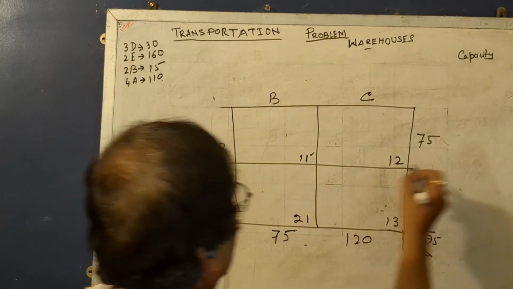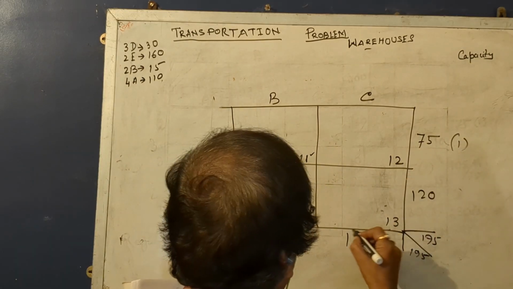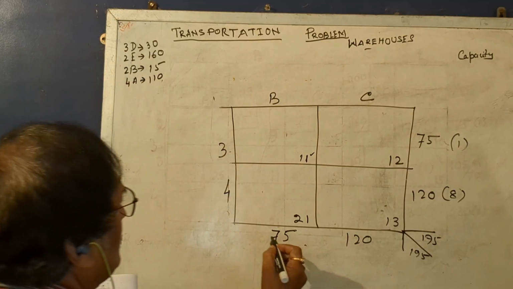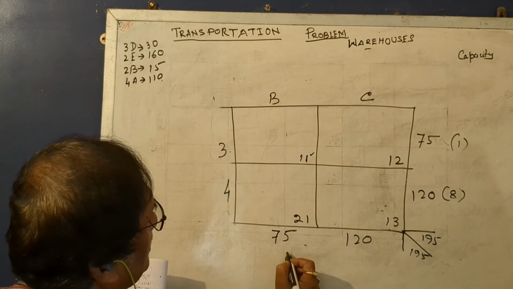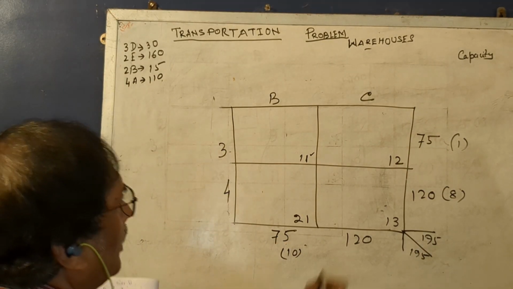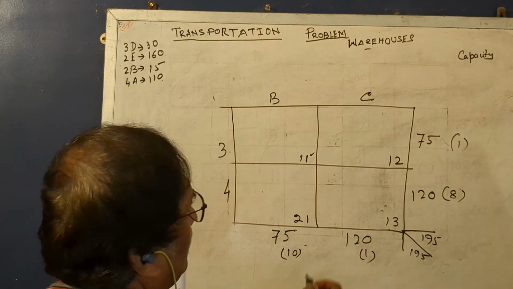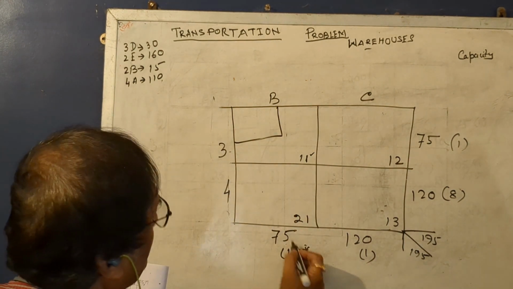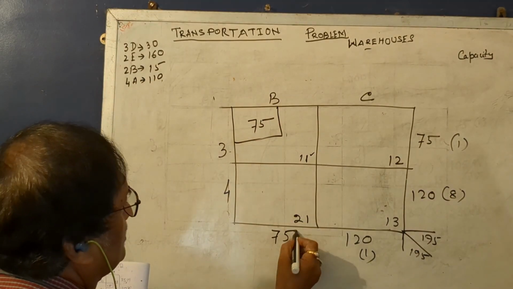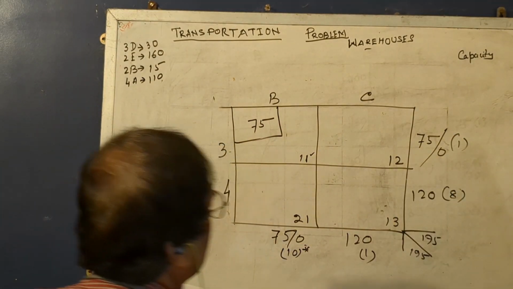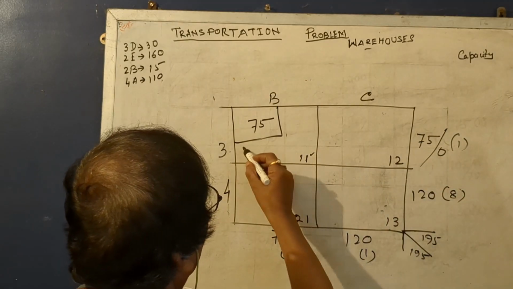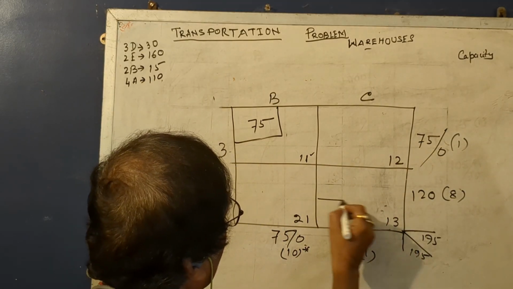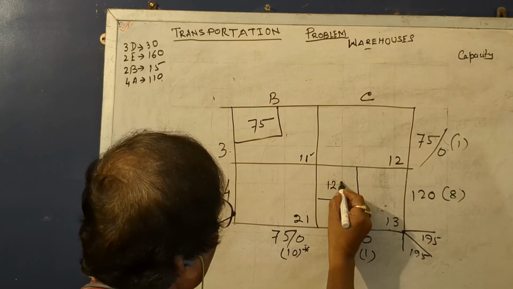Now I will calculate the difference between 2, 14 and 8. This is 8, and this is the difference 21 minus 11. That is how much? 10. And the difference of this is 1. And what is the highest difference is this. The allocation will be here. How much? 75. This is 0, and this is also 0. That means both sides only the remaining 120. That's why the last one definitely will be 120.